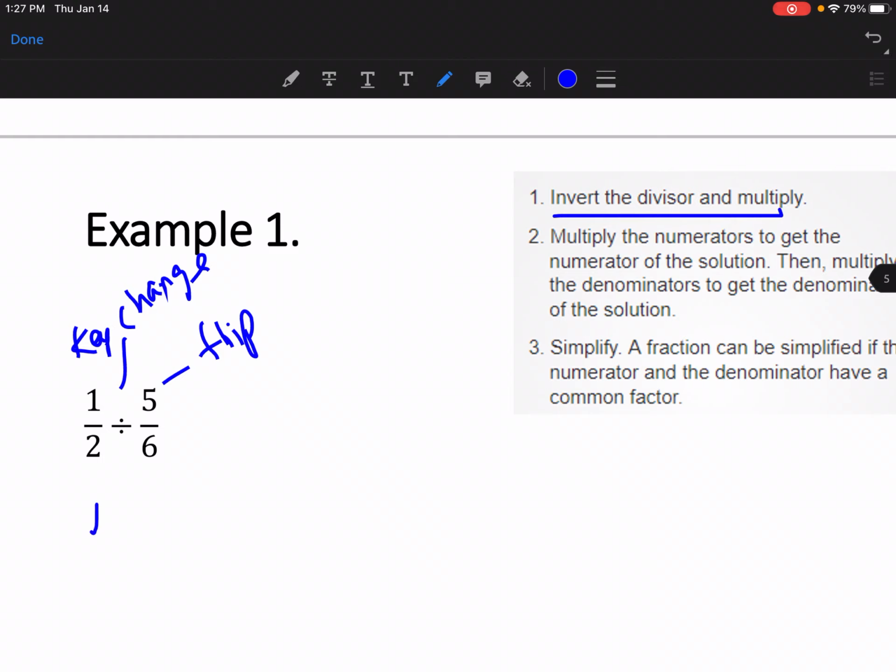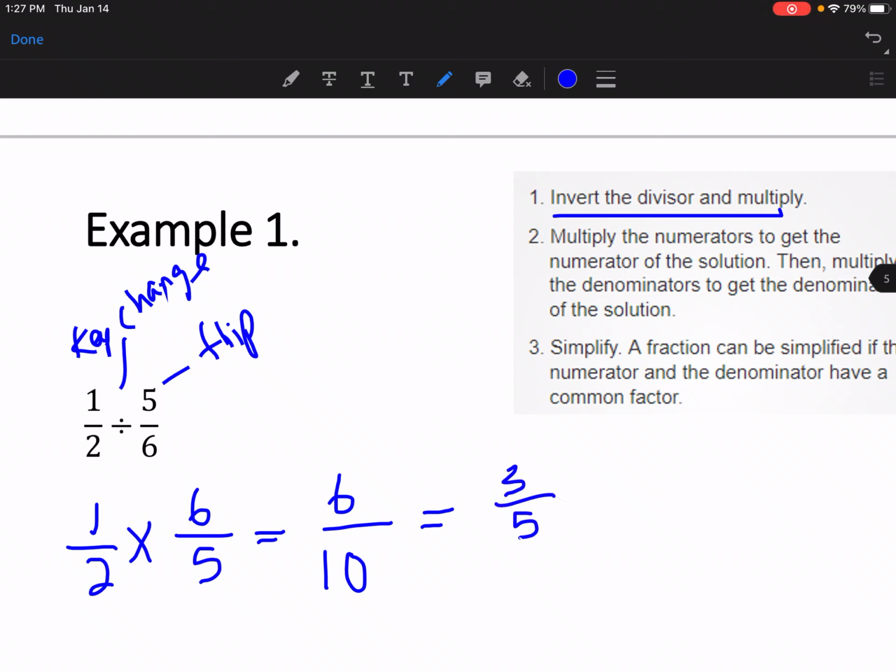So we keep our 1/2, change the division to multiplication, and flip 5/6 to 6/5. Then the second step: multiply the numerators together and multiply the denominators together. 1 times 6 is 6, 2 times 5 is 10. So 6 over 10. Can I reduce that any further? I can reduce that to 3/5. So my answer is 3/5.